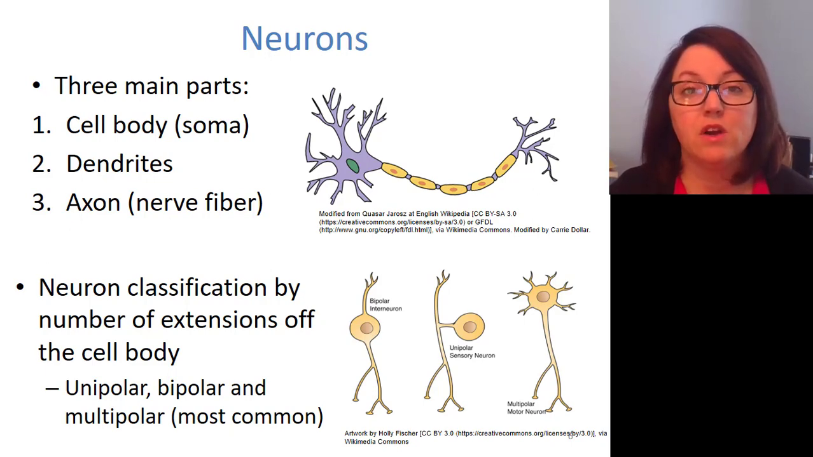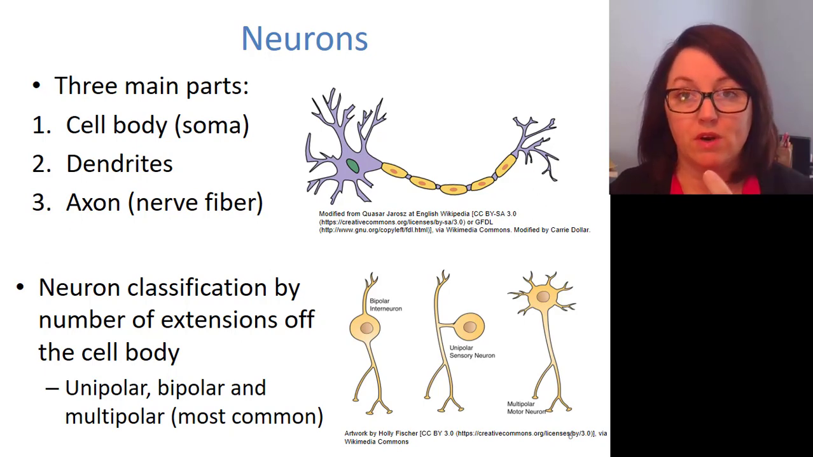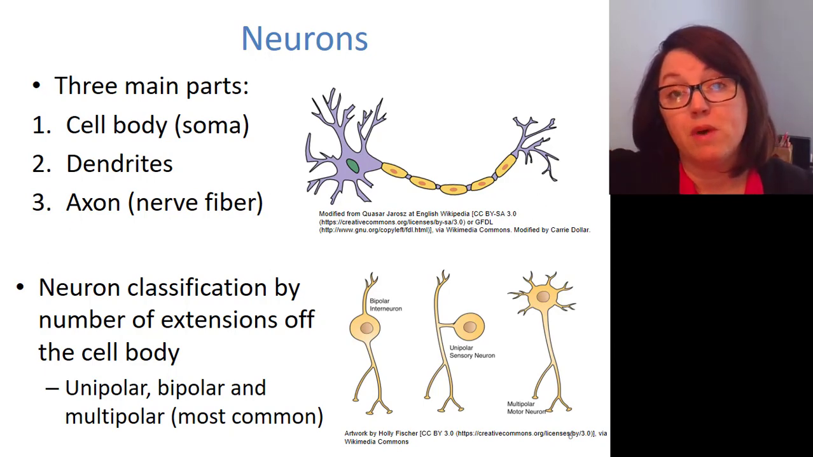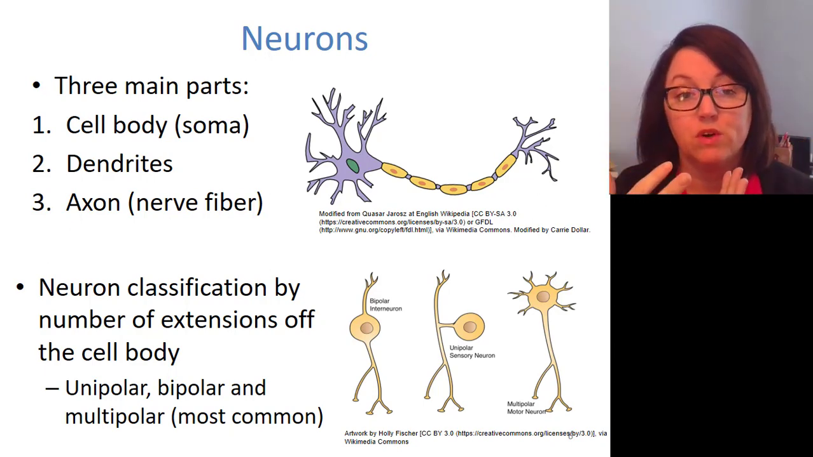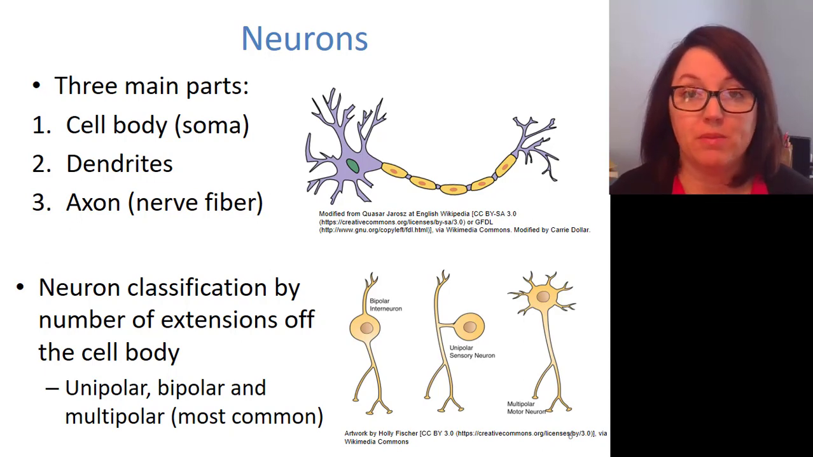The dendrites are extensions off the cell body that bring a signal into the neuron. So the job of the dendrites is to take signals, usually from other neurons, and bring those into a neuron. Whereas the axon has the opposite job. The job of the axon is to send a signal away from the neuron. Axon starts with A, away starts with A. It's a good way to remember that the axon sends the signal away from that neuron.